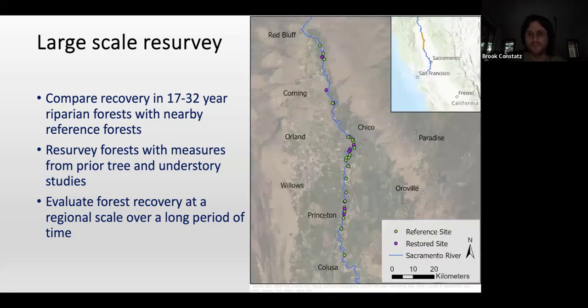And so if I jump to this other map, these are all the restored sites, somewhat evenly distributed over this middle reach of the Sacramento River. And I'd always pick reference sites that were nearby so that they had similar site conditions.